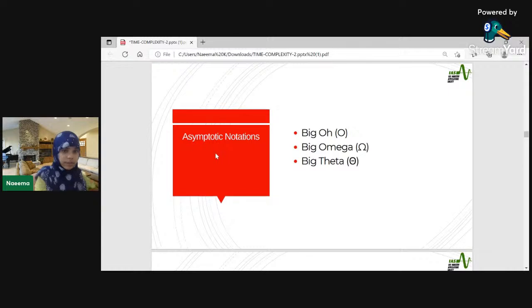Asymptotic notations. What's asymptotic notation? Asymptotic notations give us an idea of how good an algorithm is compared to another algorithm. Primarily, there are three types of asymptotic notations used: big O, big omega, and big theta.